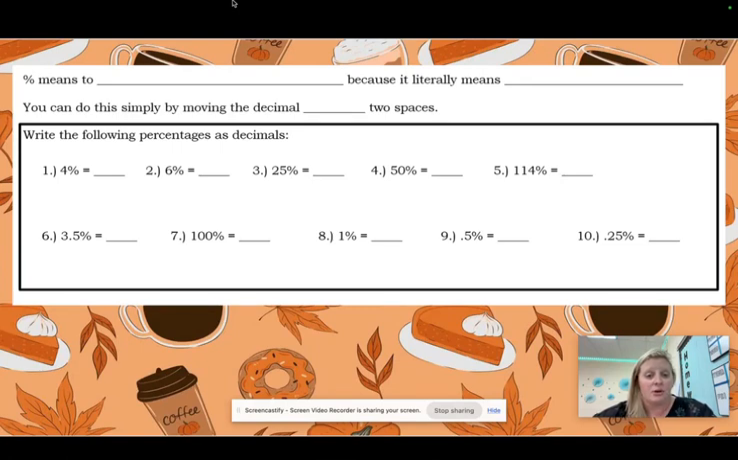Okay, today we are going to learn how to do some computations that involve percentages and word problems. And then we're going to do a little bit of sales tax because we definitely need to understand how that works if we're to function okay in society.